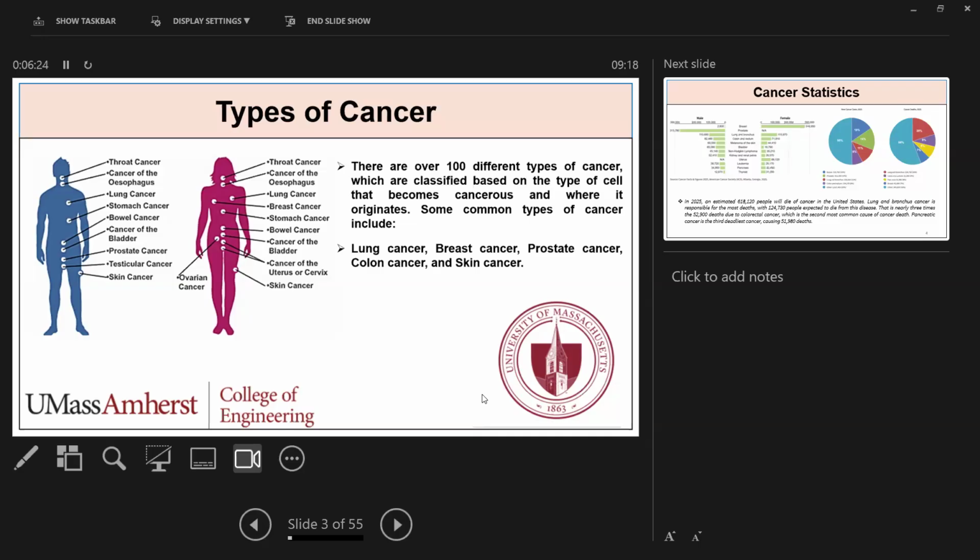But there are 100 different types of cancers, which are classified based on the type of cells that become cancerous and where it originates. Some common types, as I mentioned before, are lung cancer, breast cancer, prostate cancer, colon cancer, and skin cancer.